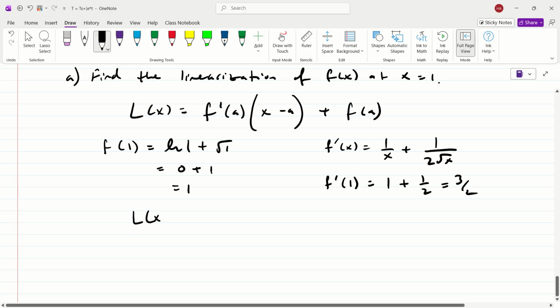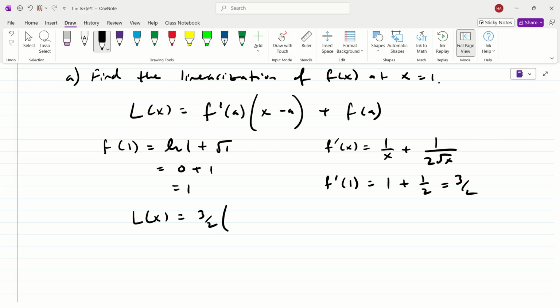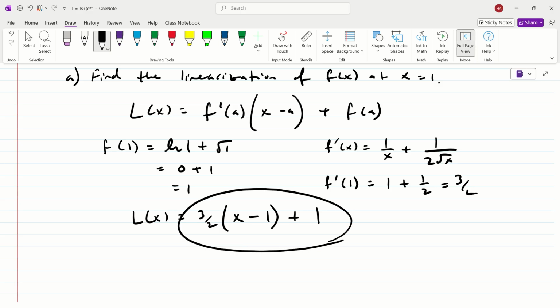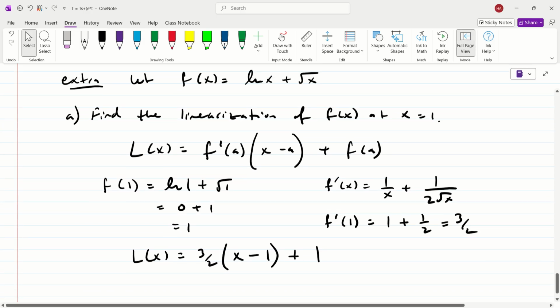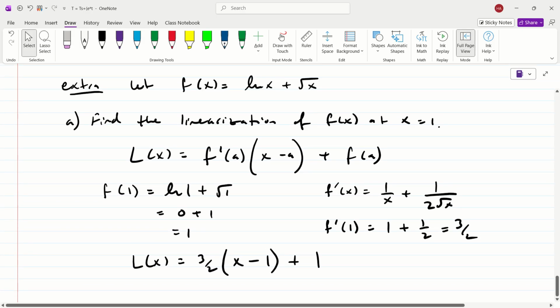So the linearization is equal to your derivative, 3 halves, times x minus 1, plus 1. So this function approximates our natural log of x plus radical x when your x's are close to 1.